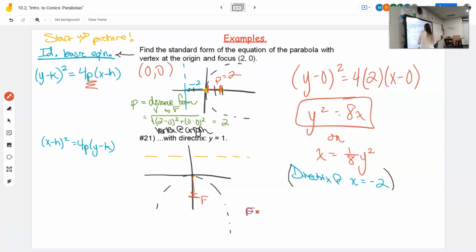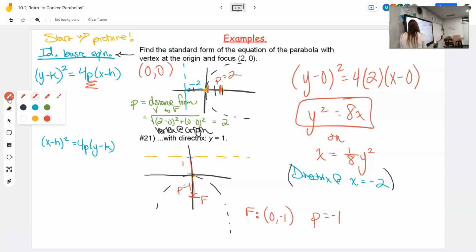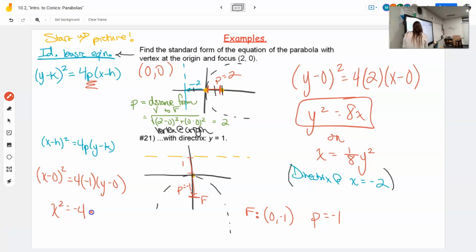If I was finding my focus, which they don't actually have me finding, it would have been at 0, -1, which means my P is equal to -1. My distance to my directrix was a +1, and that's opposite what my P is, which is going to be a -1. And then I would have just put all my other pieces together, meaning I would have had x minus my vertex of 0, equals 4 times the -1, y minus 0, leading me to x squared equals -4y.